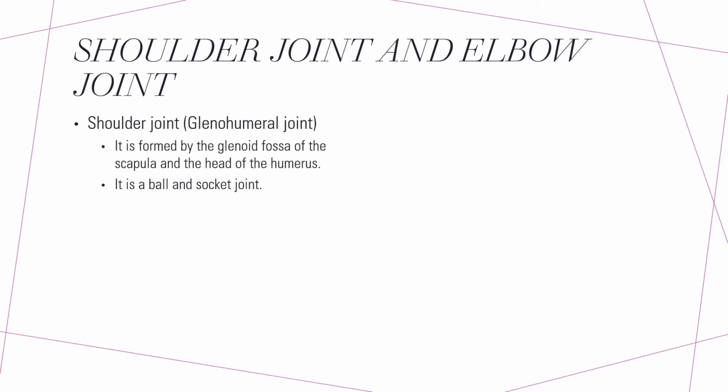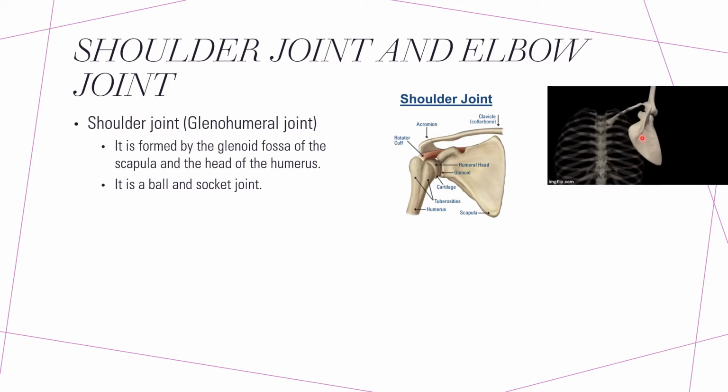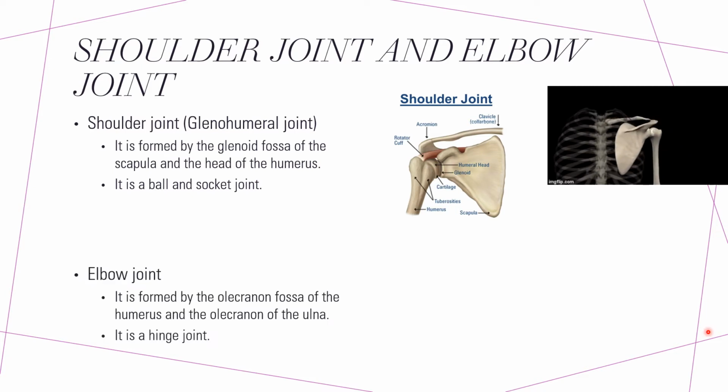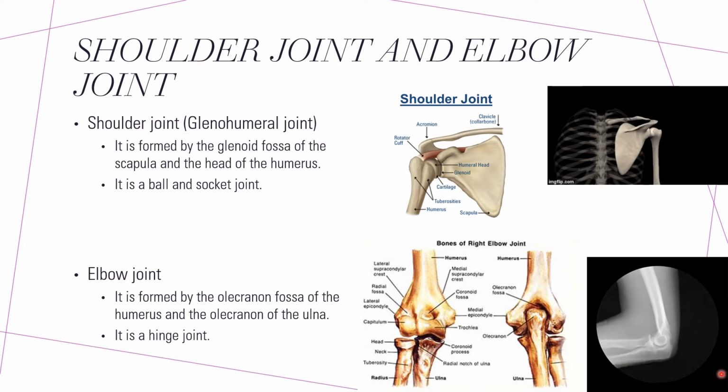Speaking of the joints, we have the shoulder joint, which is the glenohumeral joint. It's formed by the glenoid fossa of the scapula and the head of the humerus. It is a ball and socket joint. The elbow joint, as I mentioned about a minute ago, is formed by the olecranon fossa of the humerus and the olecranon of the ulna. It's basically where the humerus and ulna articulate. So the olecranon fossa here, the olecranon of the ulna here. And it is a hinge joint. You can see it hinging.